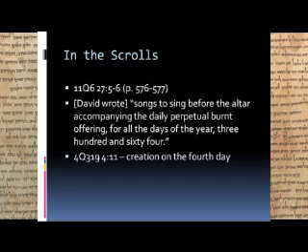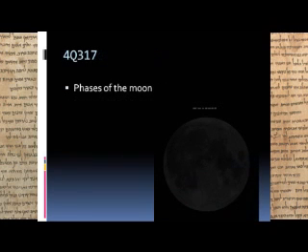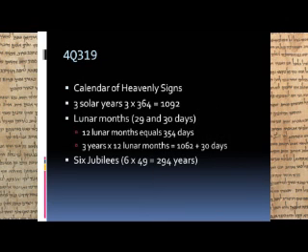Among some of the scrolls, like 4Q319, the count of days begins on the fourth day, because you now have sun and moon for calendars. In fact, 4Q317 addresses the whole issue of the phases of the moon and how the calendars relate. 4Q319 tries to merge solar calendars with lunar months and show how that works vis-a-vis Jubilees. So obviously, calendar issues were very important.